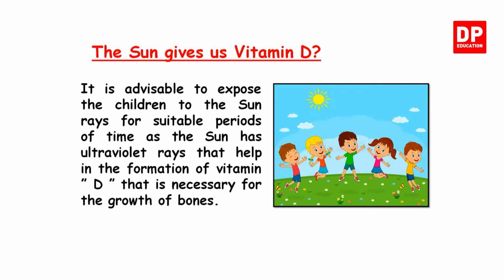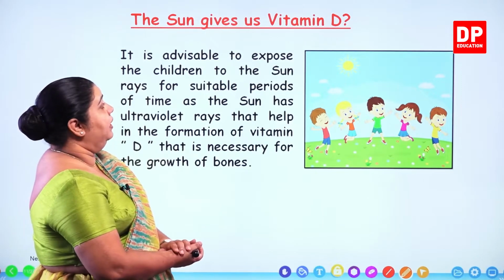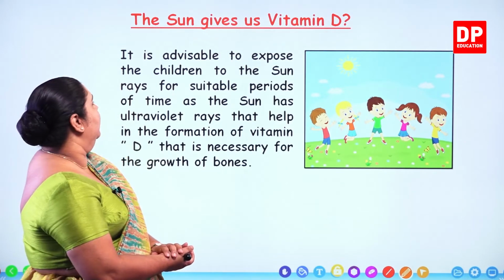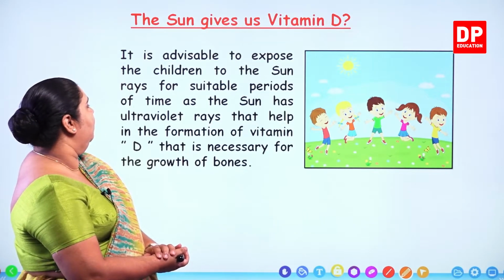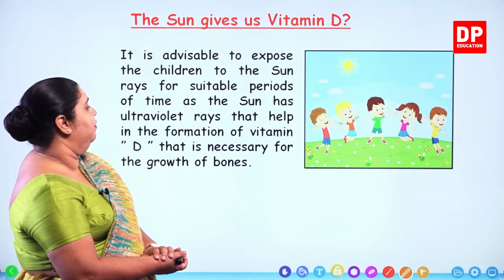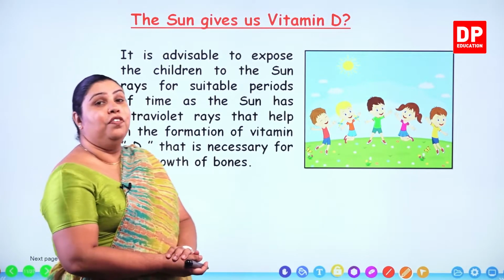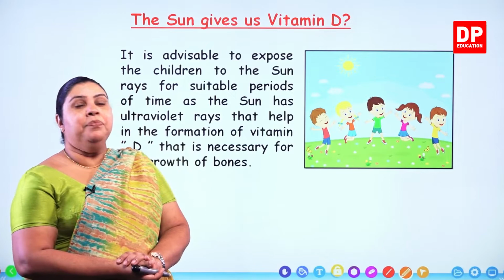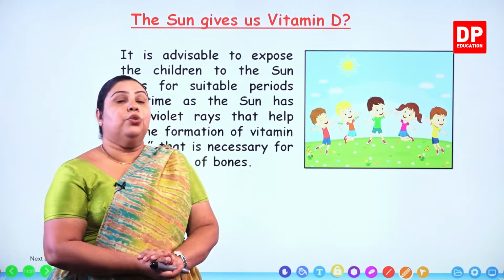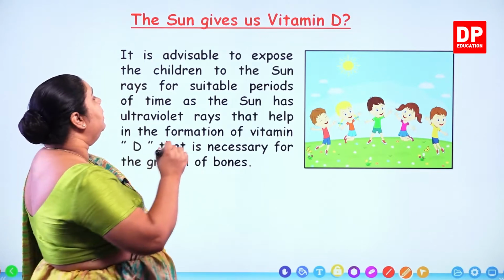The sun gives us vitamin D. ඔන්න පුතේ විටමින් D අපිට කිසිම වියදමක් නැතුව ලබා ගන්න පුළුවන් ක්‍රමයක් තමයි ඉරේලිය කියලා කියන්නේ. Now how is that? It is advisable to expose the children to the sun rays for suitable periods of time, as the sun has ultraviolet rays that help in the formation of vitamin D. That is necessary for the growth of bones. Vitamin D කියලා කියන්නේ පුතේ අපේ අස්ථි ශක්තිමත් කරන විටමින් එකක්. එතකොට පුතේ අපි දවස ඇතුළත නිශ්චිත වේලාවකට, this is for a suitable period of time.